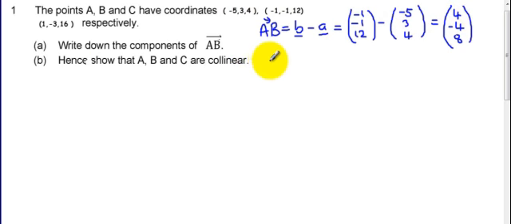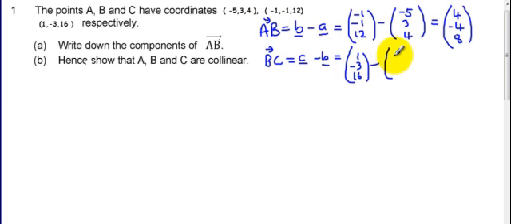To show that A, B and C are collinear, we first of all work out BC, which is C minus B. Position vector C is (1, -3, 16), minus position vector B, which is (-1, -1, 12). Taking them away, 1 minus -1 is 2, -3 minus -1 is -2, and 16 minus 12 is 4.